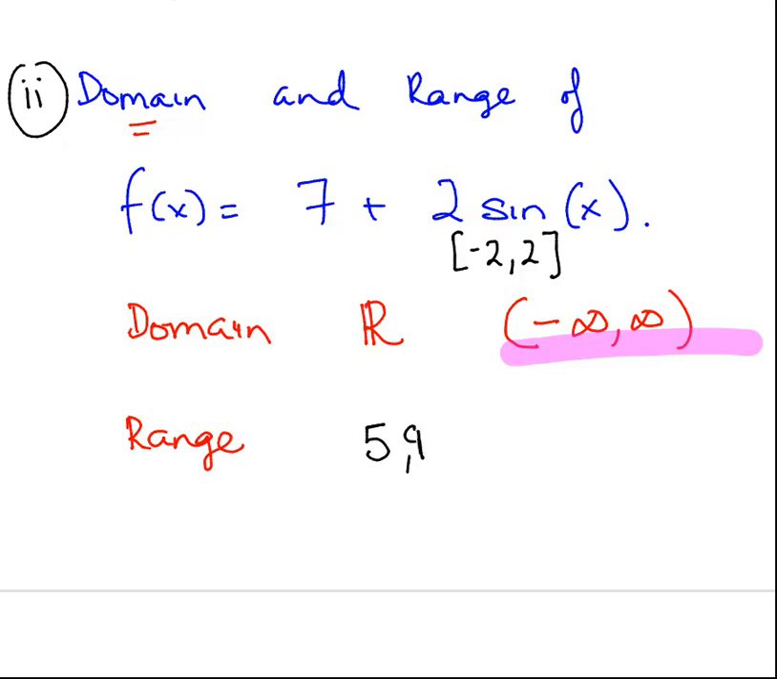Okay, so that is 7 minus 2 and 7 plus 2. And the correct notation here is square brackets, because you can evaluate this function and get 5, and you can also evaluate this function and get 9. Okay, so moving on to the next one, part 3.